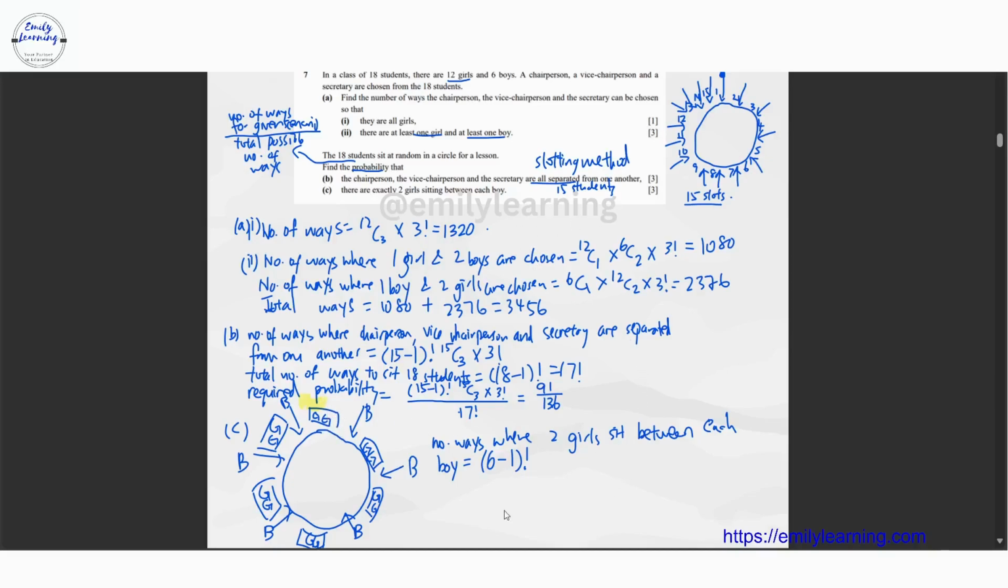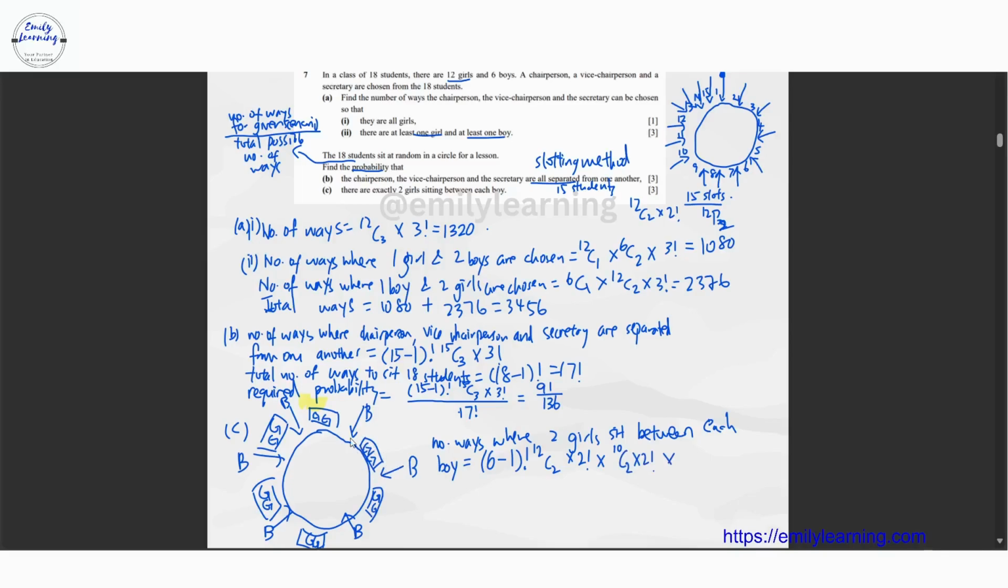So to sit these 2 girls, it will be 12 choose 2 times 2 factorial, or I can just write it as 12 permutate 2. 12 choose 2 times 2 factorial is the same as 12 permutate 2. So I can do that, or I can also do this. I'll just take 12 choose 2 times 2 factorial. Then to sit the next 2 girls, after sitting 2 girls, I have 10 girls left, right? So it's 10 choose 2 times 2 factorial.